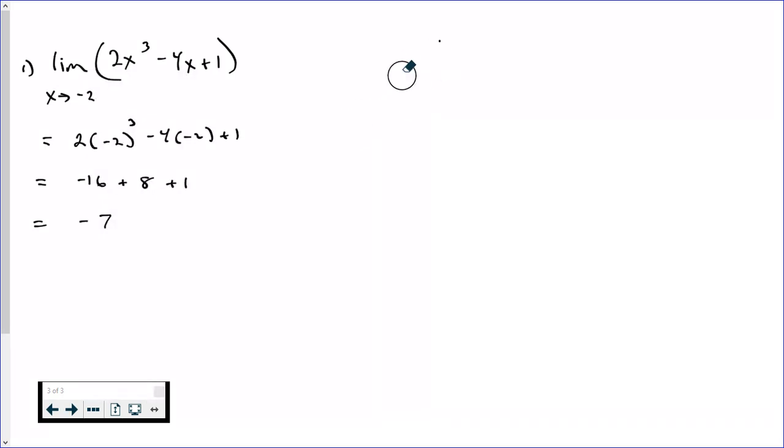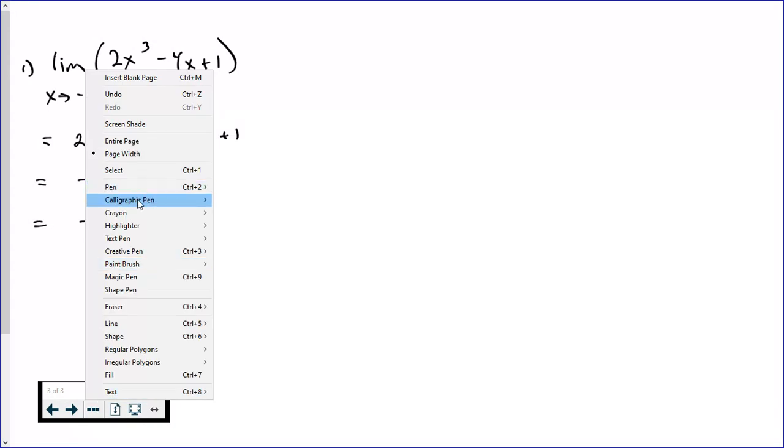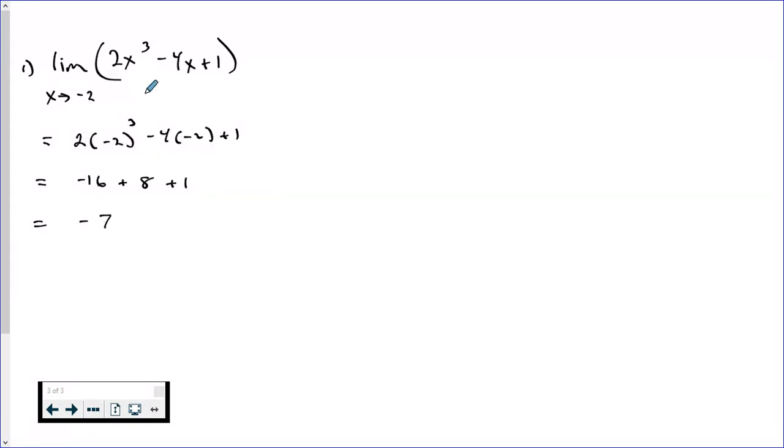All right, so direct substitution, always the first thing you try. Now, we proved it for polynomials, but it turns out that it works for a lot more than just polynomial functions. It has something to do with whether or not the function is continuous or not. But we'll get into that in a little bit.